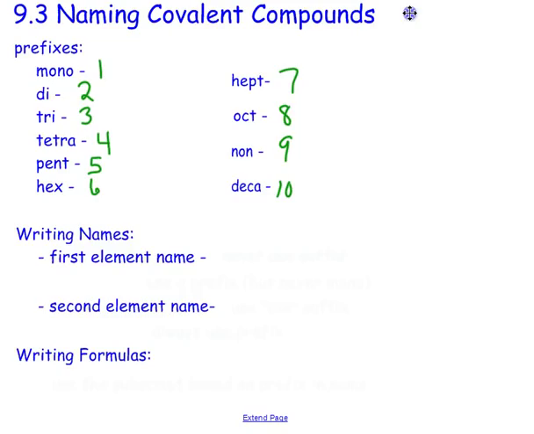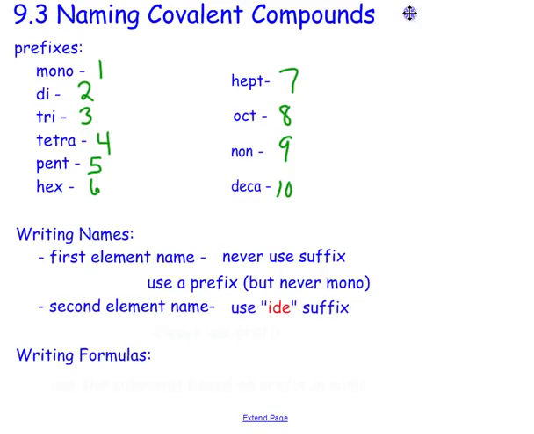So when you're writing the names, the first element name, you never change the ending. You will use a prefix if you need more than one of them. So if there's only one of them, you just don't bother with the mono. If there's two or more, then you have to use the di, tri, tetra, whatever it is. The second element name, you'll use the ide suffix, and you will always use a prefix, even if there is one of them.